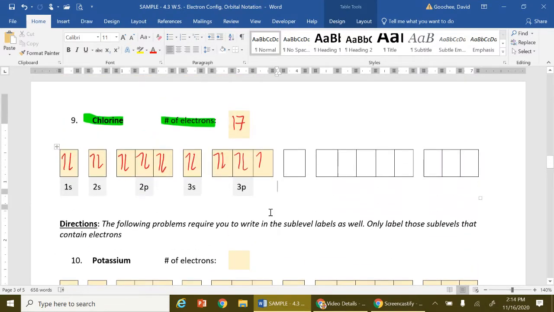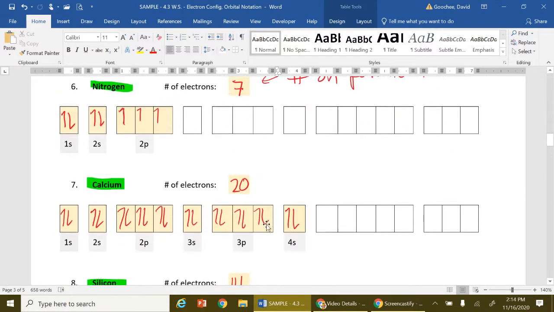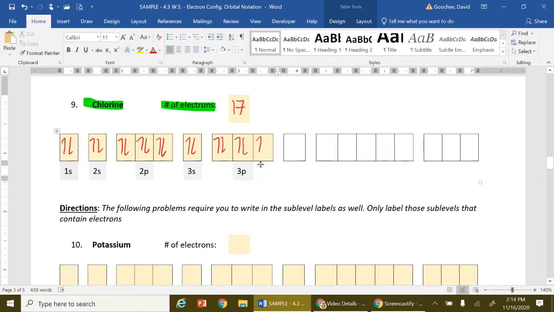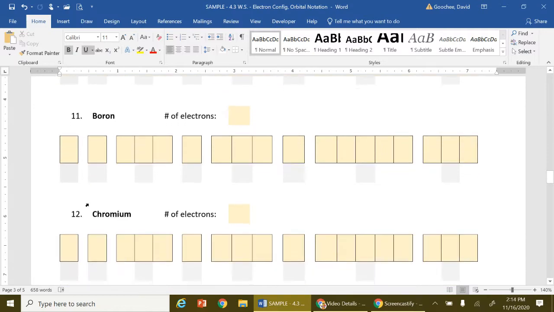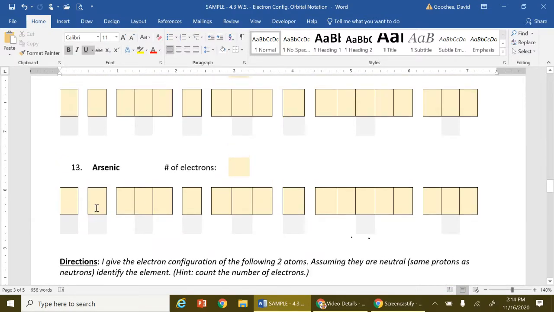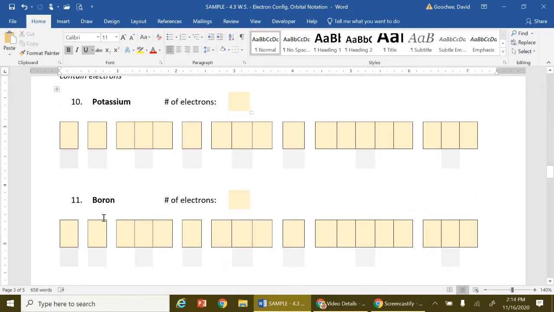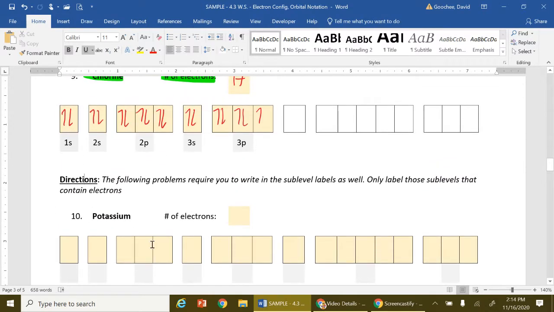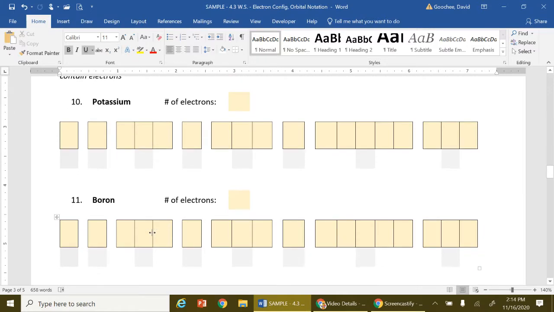So, from numbers 6, 7, 8, 9, I gave you the labels for each of these sub-levels. For numbers 10, 11, 12, and 13, I do not give you those labels. You have to fill them in yourself. It's not a big deal. It's just the same as above. I'm just getting used to this process, okay?